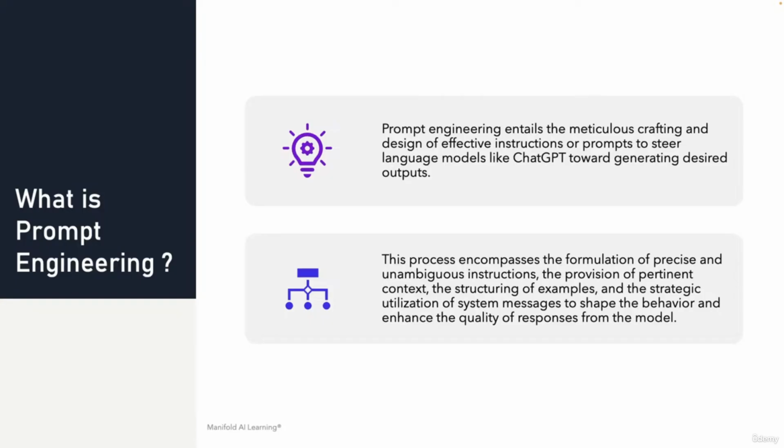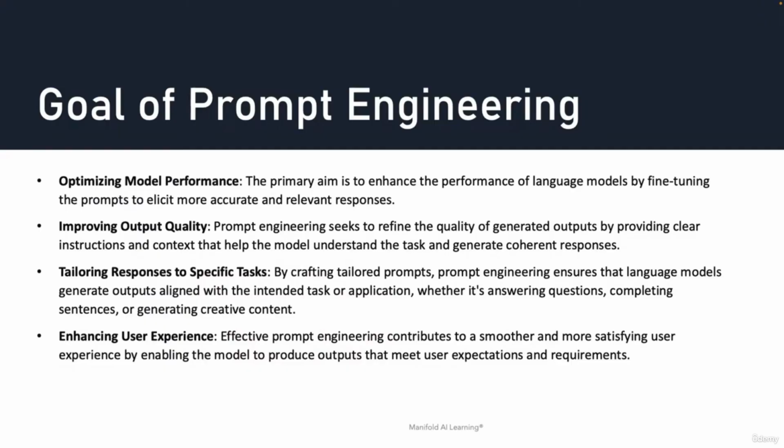So that's the main idea of prompt engineering. The goal of prompt engineering is to optimize the model performance. The main aim is to enhance the model performance by fine-tuning the prompts so that we can get more accurate and relevant responses and improve the output quality of the model.